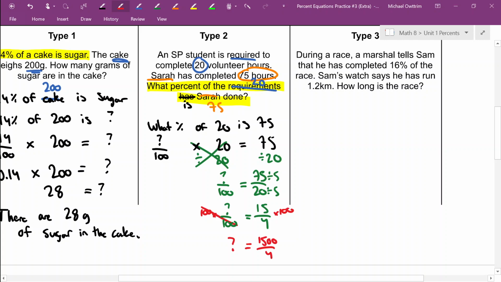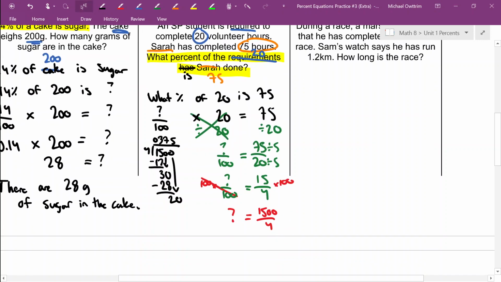And that's something that we can long divide. So let's go ahead and do that. 4 goes into 1 0 times. 4 goes into 15 3 times, which creates 12. Taking away leaves us with 30. 4 goes into 30 7 times, creating 28, leaving us with 20. And 4 goes into 20 5 times. So I can say that question mark is equal to 375. 375 is our answer up here.